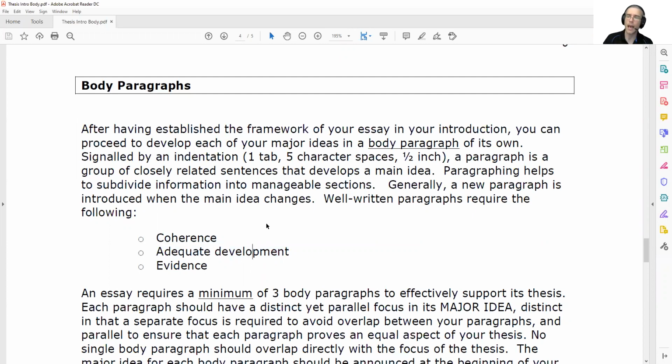Adequate development means that you have your main idea in the topic sentence, the main idea that supports your thesis, and then everything in the paragraph develops that idea fully and completely. Nothing is left out. You develop that idea to its logical and complete extent. And lastly, every paragraph requires evidence.